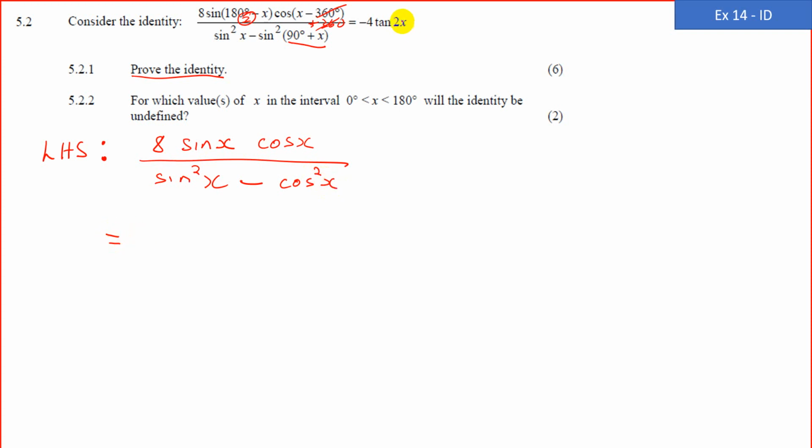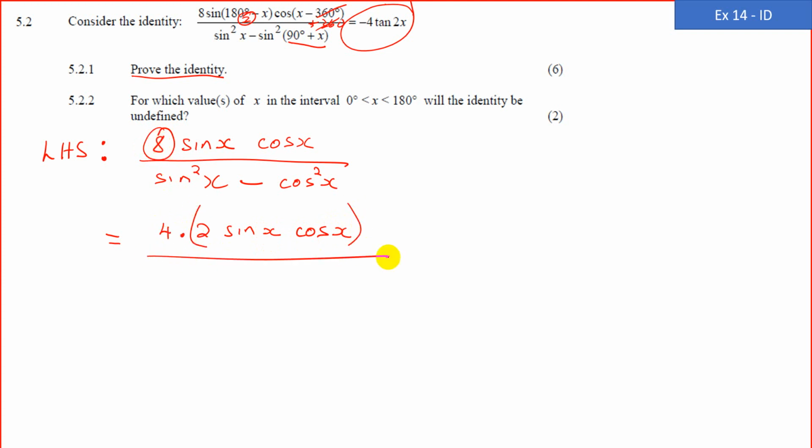Now, remember where we're trying to go to. We're trying to get to minus 4 tan 2x. So looking at the question as we have it now, the top is 8 sine x cos x. I'm going to split that up because I want a double angle. Remember, we know 2 sine x cos x is our double angle. But we have an 8 there. So if I want to break up 8, it will be 4 times 2. So I've created my double angle.